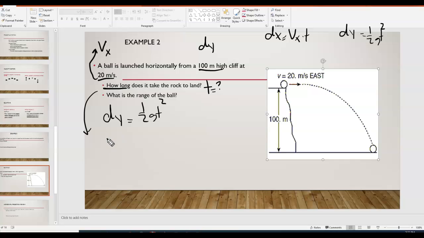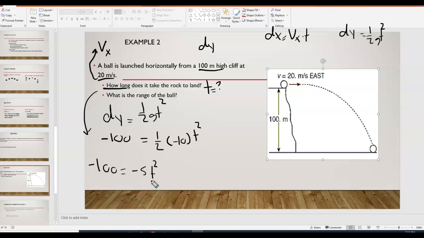It's actually going to be negative 100 because the ball is going to go down by that amount. Remember, the direction is indicated by the negative sign. So we have negative 100 equals 1/2, remember g is negative 10, and then we have t squared. Now here I need to simplify and do a little algebra and rearrange and get t by itself. So negative 100 equals half of negative 10, which is negative 5, t squared.